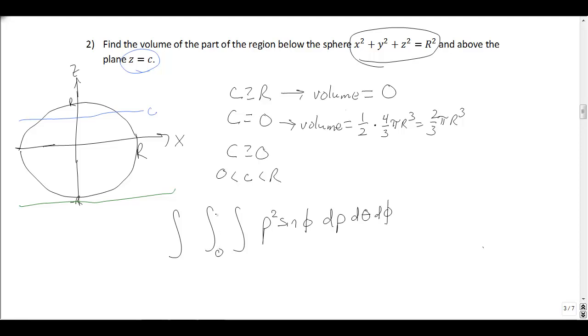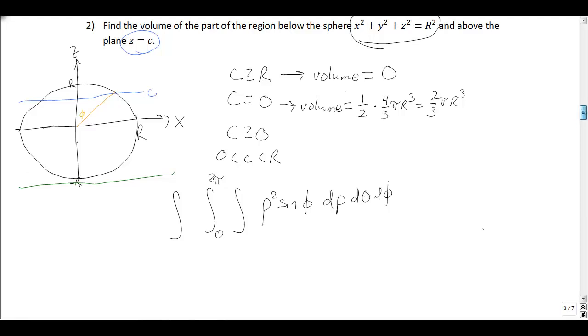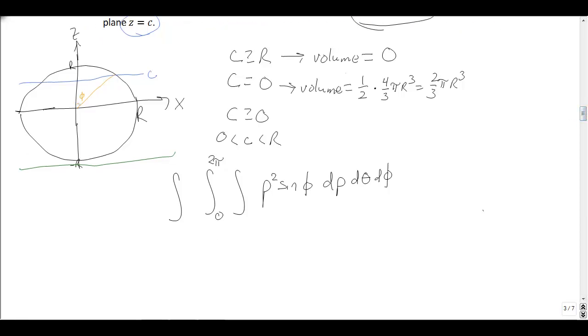Theta bounds. So theta is going to rotate around completely, 0 to 2 pi. Phi bounds: I'm going to start at the positive z-axis, and then go down in phi until I hit this intersection point. So I'm going to hit some phi. There's my biggest phi bound there. So now I'm going to draw this triangle here. When I look at this triangle, I've got a phi here. The height is c.